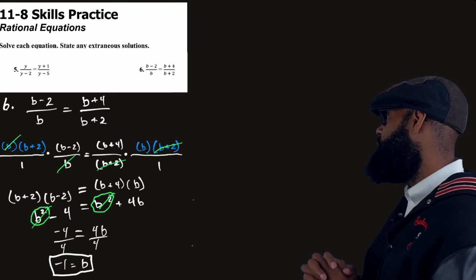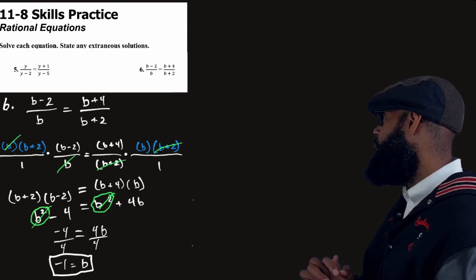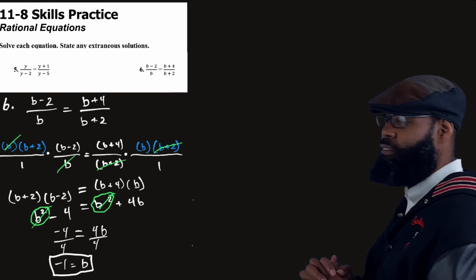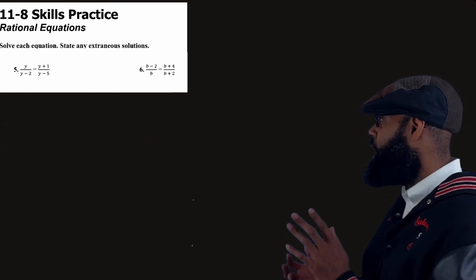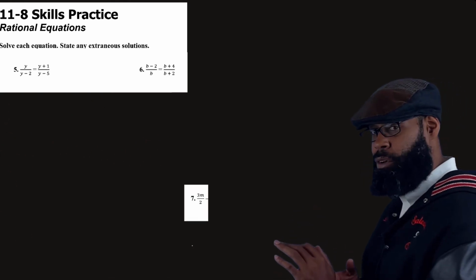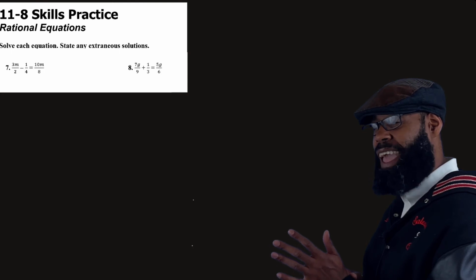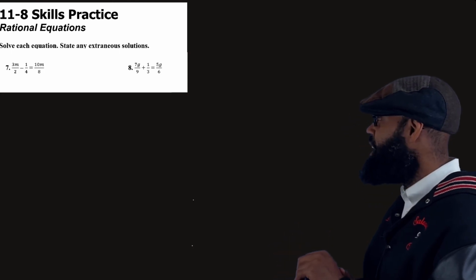and of course, negative 4 divided by positive 4 is just negative 1. b is equal to negative 1. That's a great problem, guys. So if you can handle that one, you are doing outstanding. But that's only number 6.